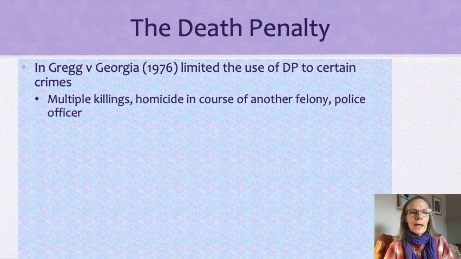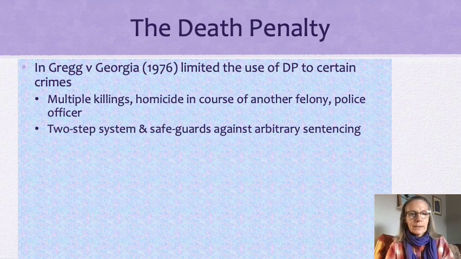And so basically the Supreme Court said that the death penalty can only be used in certain kinds of crimes: crimes that have multiple killings, homicides in the course of the commission of another felony, shooting of police officers, etc. So the court identified certain types of crimes that can constitutionally be subject to the death penalty.